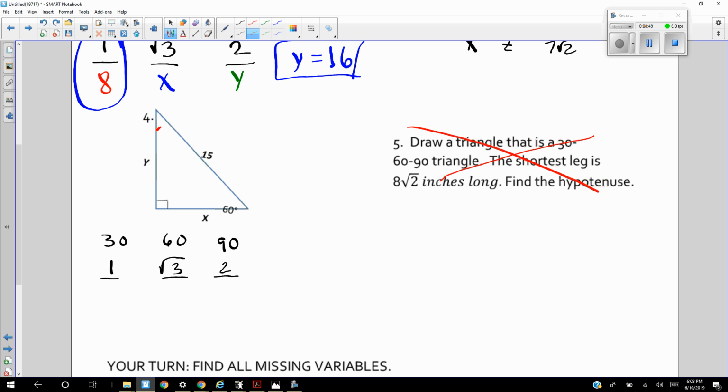The 30-degree angle would be up here, so the side opposite the 30-degree angle is x. The side opposite the 60-degree angle is y. And the side opposite the 90-degree angle is 15. This time I'm going to solve for y. Solving for y is a little harder, but you'll have to do it eventually anyway.